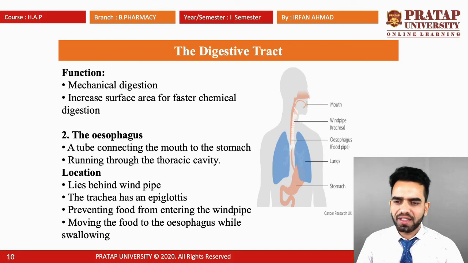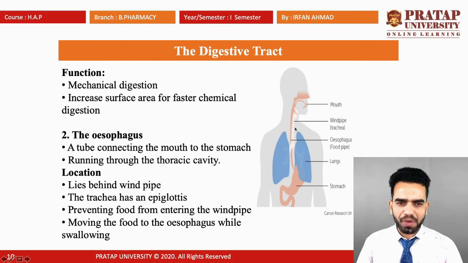You can see that it runs through the thoracic cavity, our chest cavity. Here, this is the mouth, this is the windpipe, meaning trachea, and this is the oesophagus. You can see clearly this one is the oesophagus. These are the lungs, this is the stomach. So the oesophagus is a tube connecting the mouth to the stomach. It passes through the thoracic cavity, and it lies behind the windpipe, as you can also see.